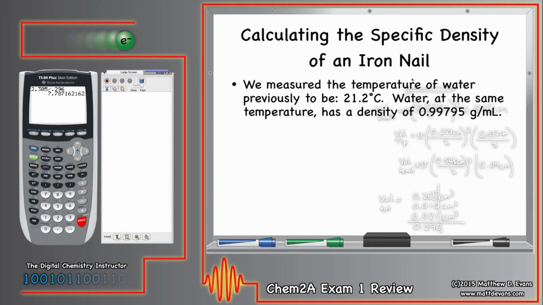And for that, I measured the temperature of the water. I showed you that as well. It was 21.2 degrees Celsius. And at that temperature, water's density, I looked this up online, it's 0.99795. So the way we calculate the specific gravity is we just take that previously calculated value, which was 7.79 grams per milliliter, and divide by water at the same temperature, 0.99795, same units. And that's why by the time we do this division, we're going to see that there are no units on specific gravity.